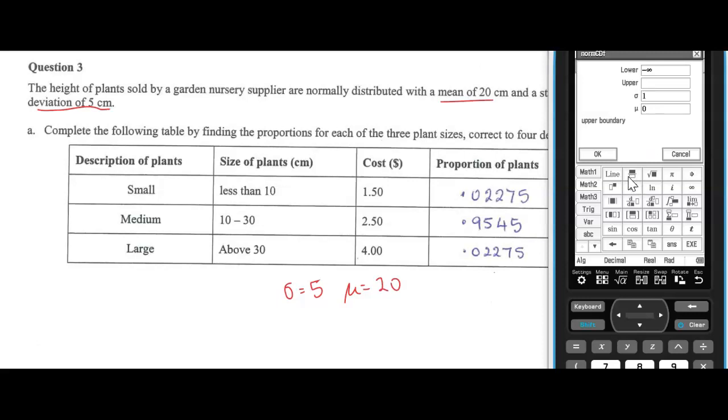All right, the upper bound is 10. Maybe if we wrote 9, let's just check.